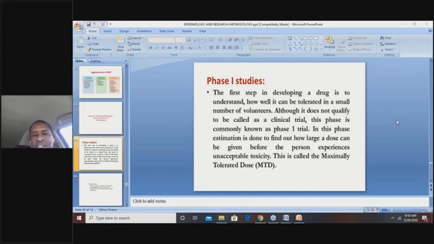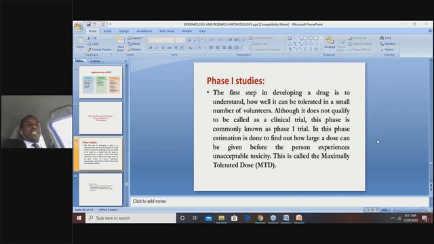So we say it's the first step of developing a drug. The first thing is to understand how well this drug is tolerated. Is it something that is toxic to people? Is it something that can kill people? So in a phase 1 trial, you are looking at what the negative effect on human beings is.